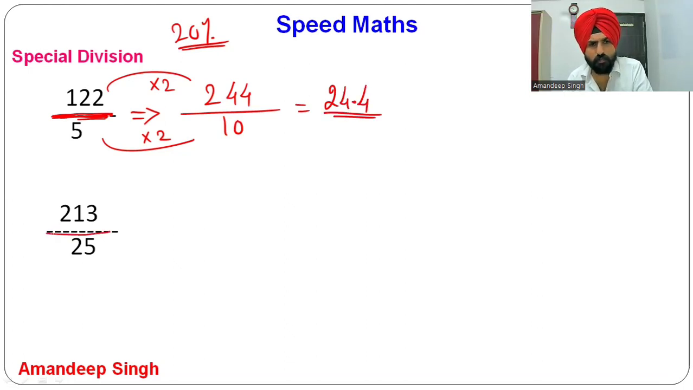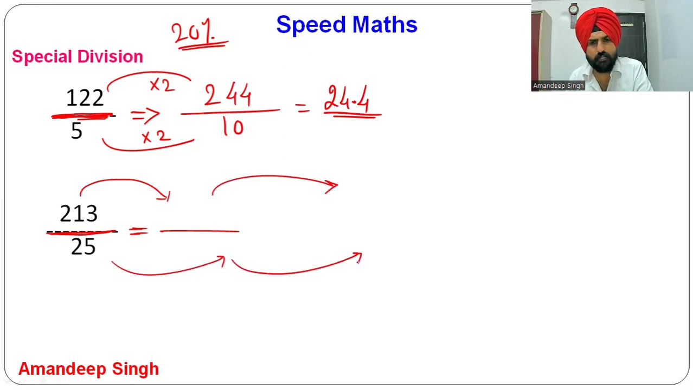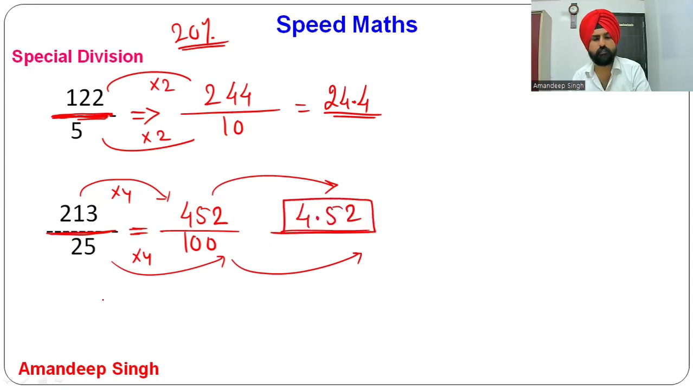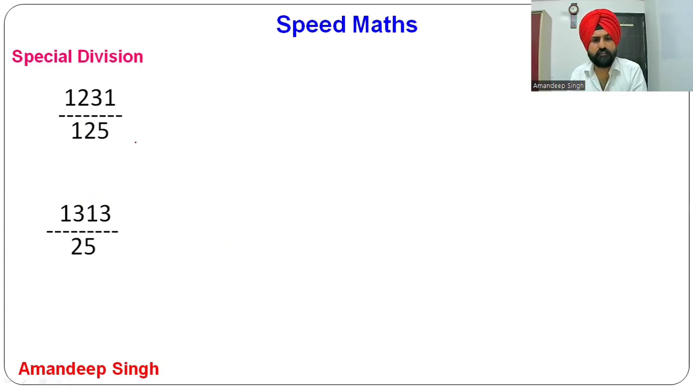Now 25. How can I make 25 into 100? Think quickly. If you multiply by 4. So if you don't want to multiply by 2 and then by 2, you can directly multiply by 4. That can also work. So if you directly multiply by 4, the denominator will become 100 and the numerator will become 452. So my answer will be 4.52. You can verify with the calculator or the basic method. Easy one. You should try this.